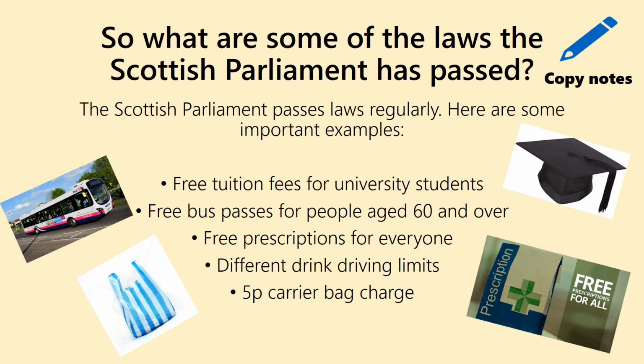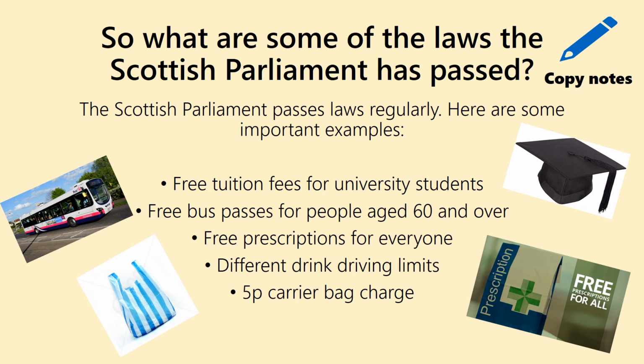So what are some of the laws the Scottish Parliament has passed? The Scottish Parliament passes laws quite regularly, and here are some important examples that are quite specific to Scotland. The Scottish Government passed free tuition fees for university students, which means that anyone in Scotland who wants to go to university won't need to pay for their tuition. They also made it a law that everyone over the age of 60 gets a free bus pass that they can use to travel however, whenever they want.